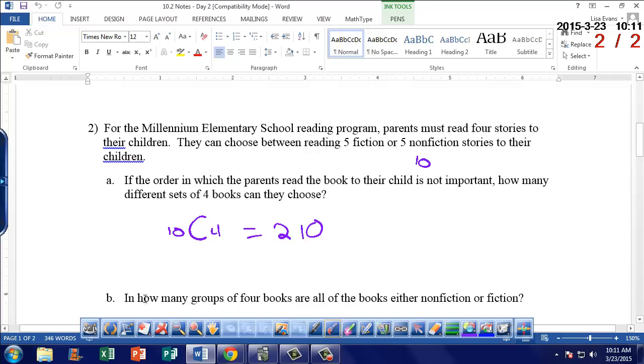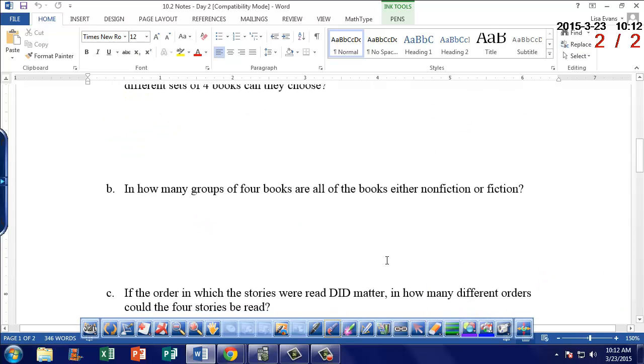Part 2, in how many groups of 4 books are all of the books either fiction or non-fiction? Okay, well, if we're choosing 4 of those books and maybe we want to read all non-fiction, we would choose 4 of those 5. Or we can choose 4 of those 5 fiction. You get 10.